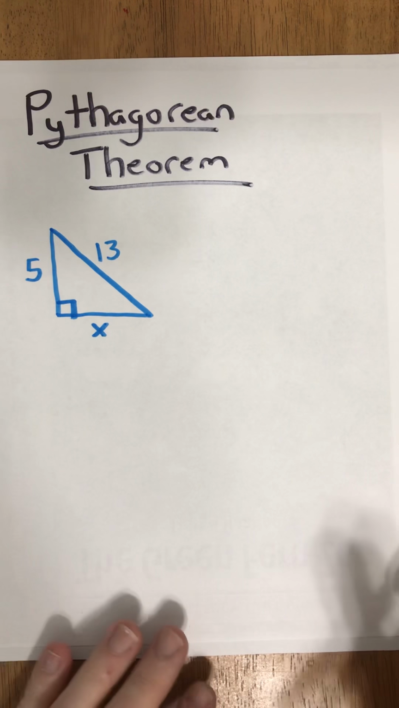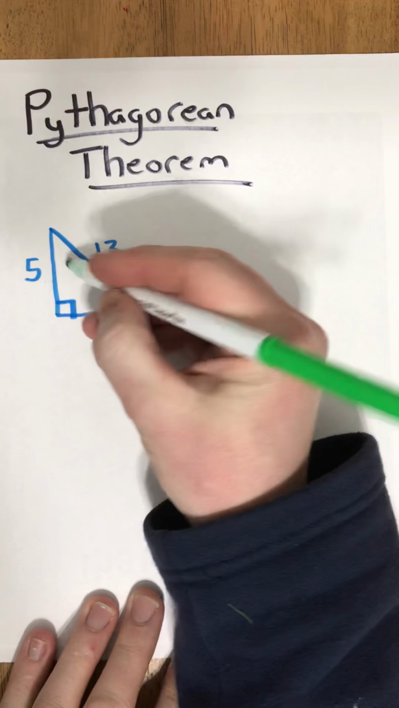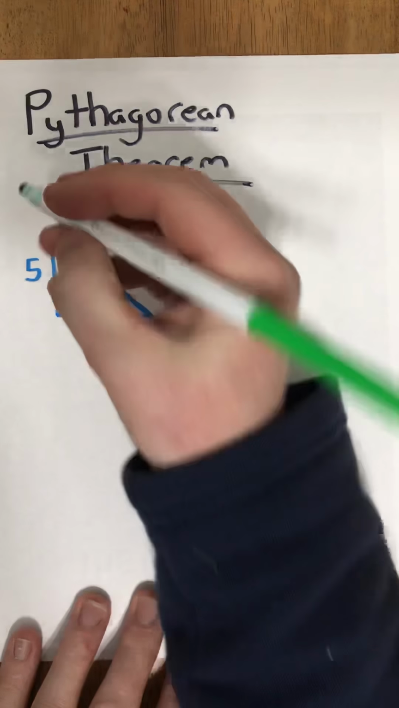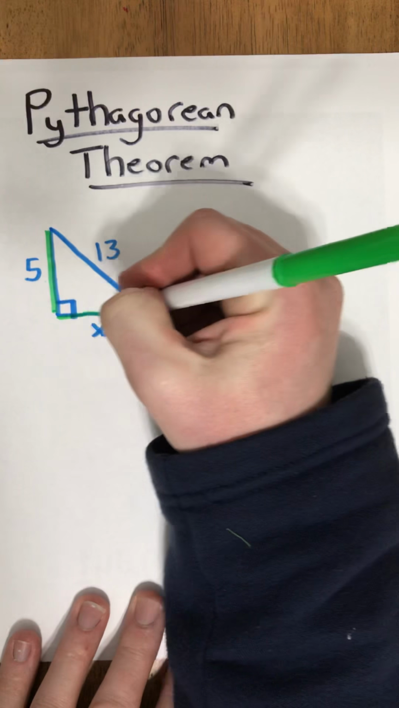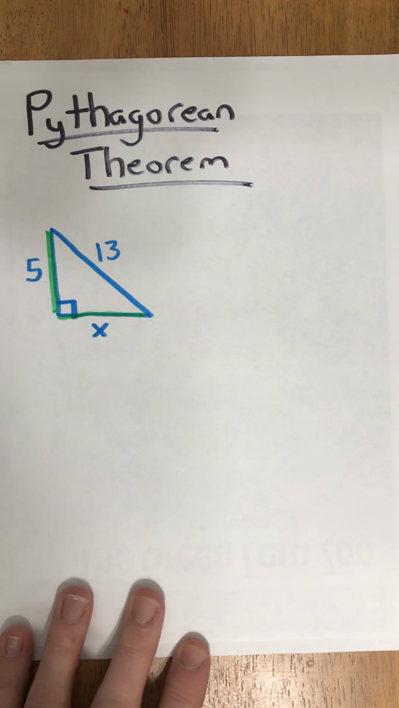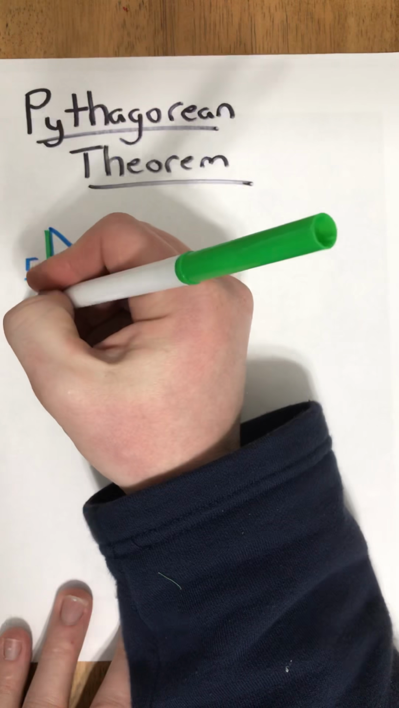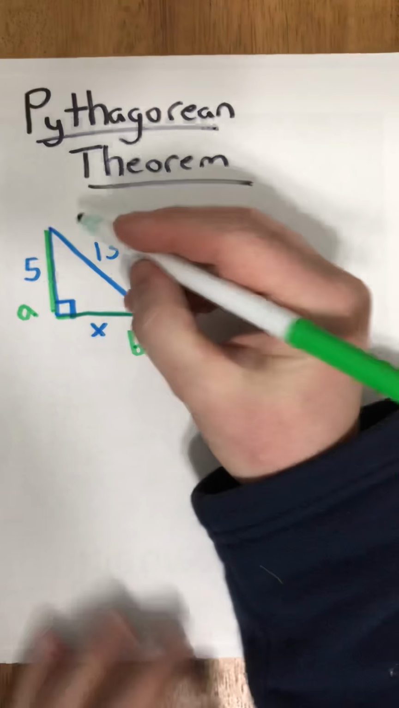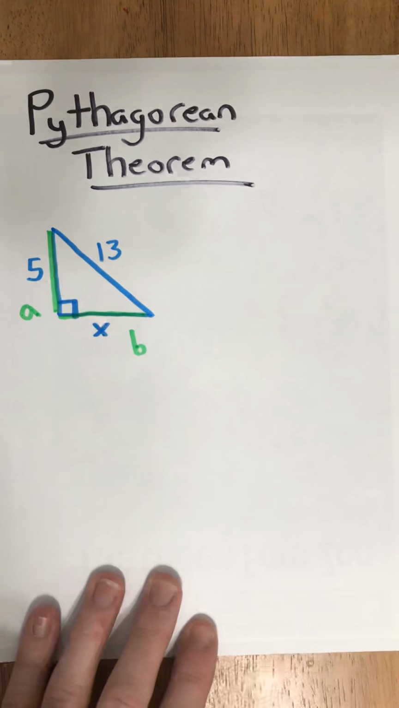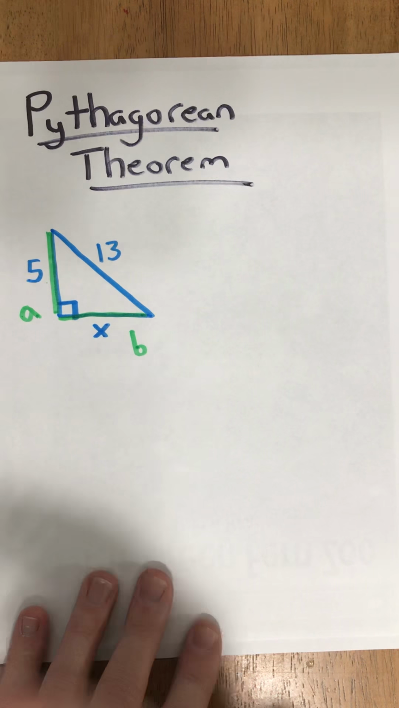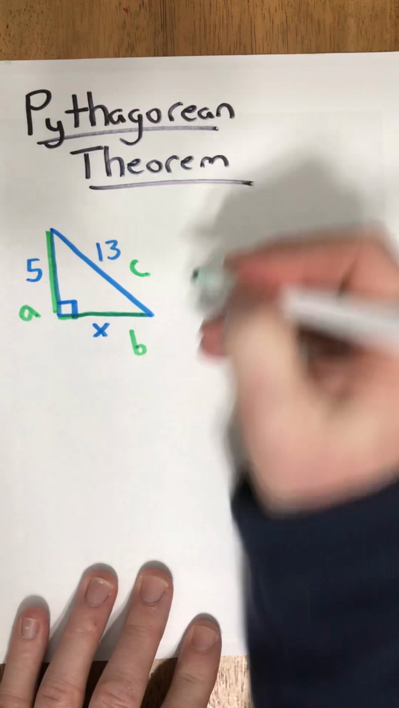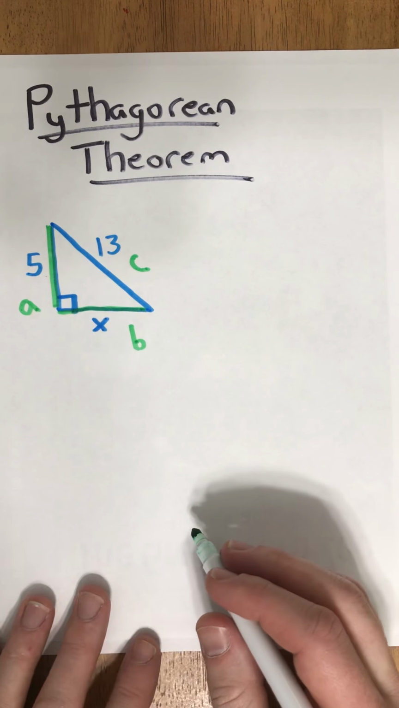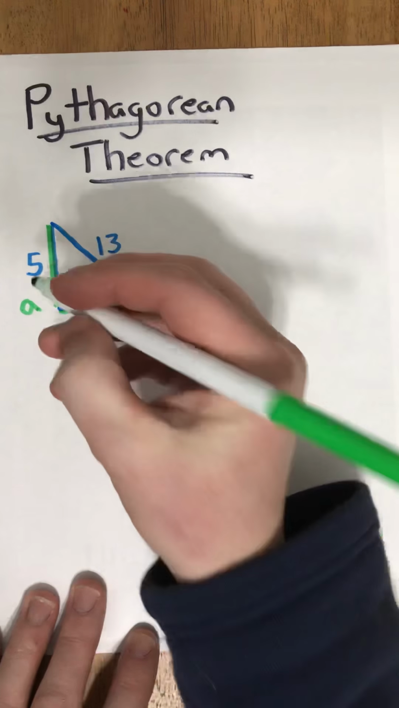Little review from before. Remember, each side of our right triangle is what we call the legs of a triangle. So this side right here and this side right here are the legs of our triangle. Oftentimes we'll label those as A and B. The diagonal, which is always across from the right angle and is always our longest side, is the hypotenuse, which is often labeled C.